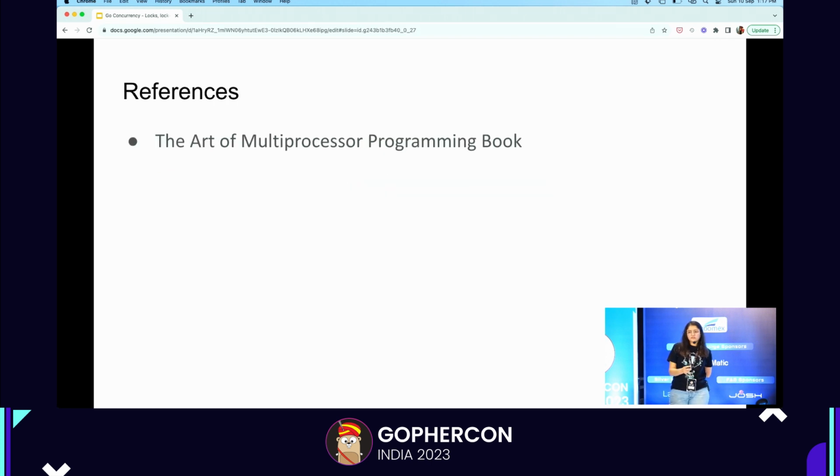One of the references which I was forced to read, which is a very nice book, is The Art of Multiprocessor Programming. It is written in very simple words. You should definitely check it out.